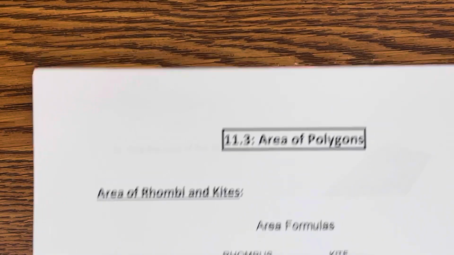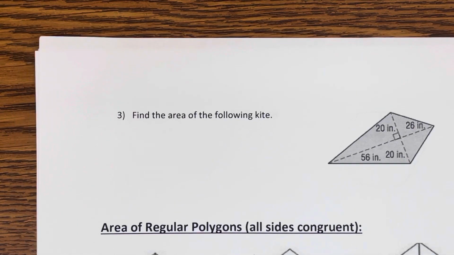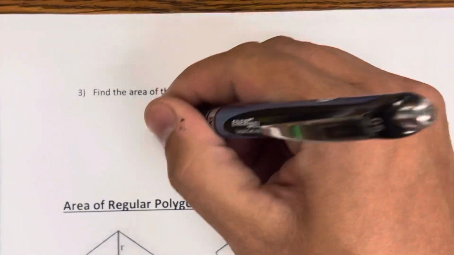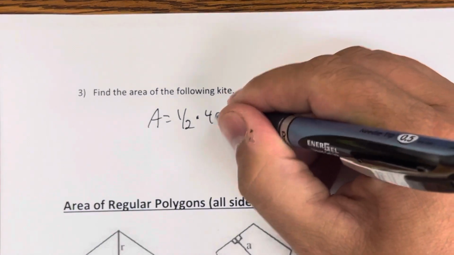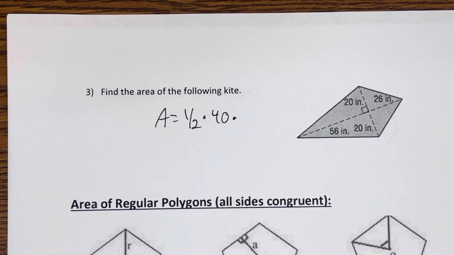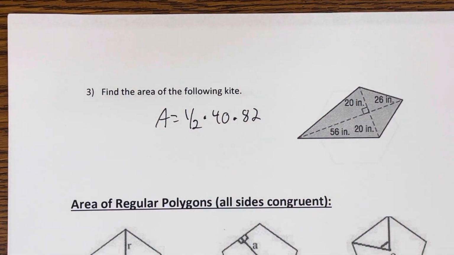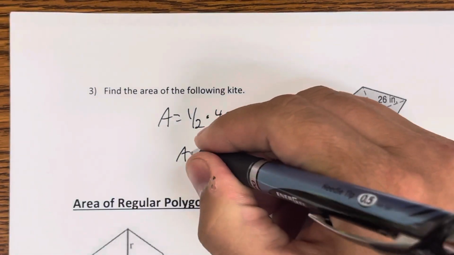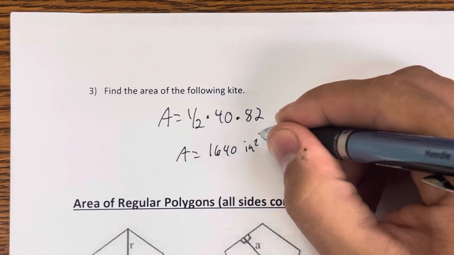All right, moving onwards. We have a kite this time. So for us to find the area of the kite, we have to take 1/2 times diagonal 1 times diagonal 2. So area equals 1/2 times diagonal 1 is 40, times the other one, 56 plus 26. Have to get the whole length. That's 82. So that would be 20 times 82, which is 1640. And our units are in inches squared.